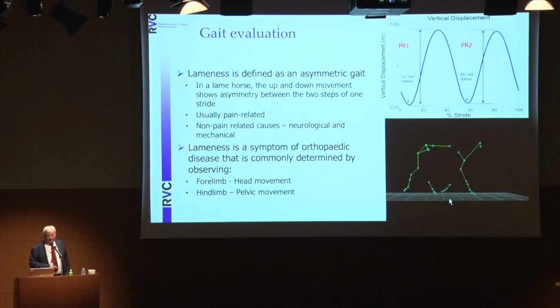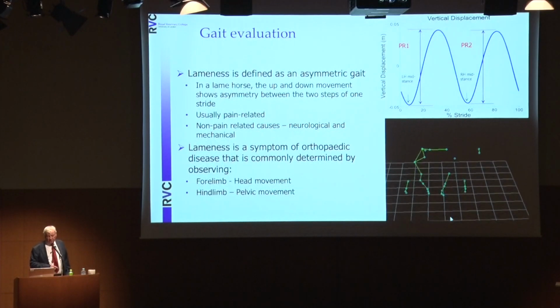So lameness is defined purely as an asymmetric gait.